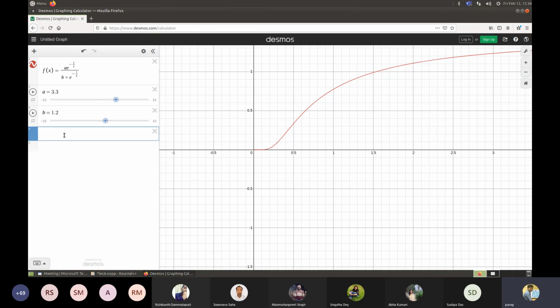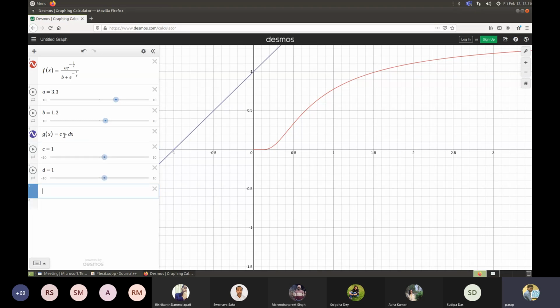What is my right hand side? Right hand side is very simple. G of x is c plus dx. Okay, fine. Let me adjust these values, and yes, you see here. Okay, now you see in this case, the two functions are intersecting at one point, right? So how many solutions will you have? You will have only one solution, right? But is that always true?